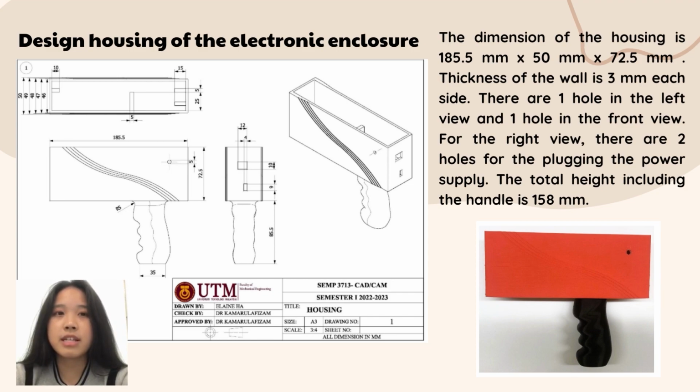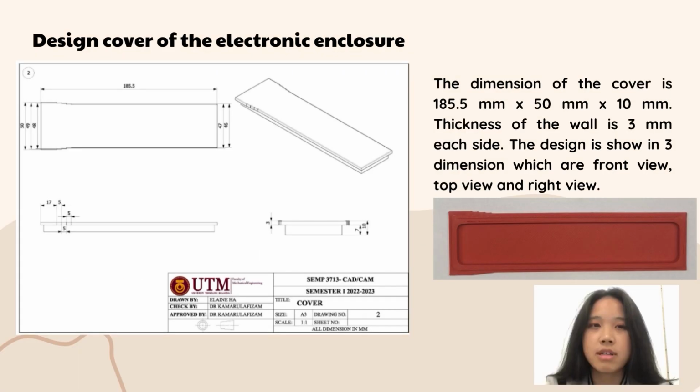Now we can see the design of the housing of the electronic enclosure. The dimensions of the housing are length 185.5 millimeters, width 50 millimeters, and casing height 72.5 millimeters. The thickness of the wall is 3 mm on each side, and the total height including the handle is 158 millimeters.